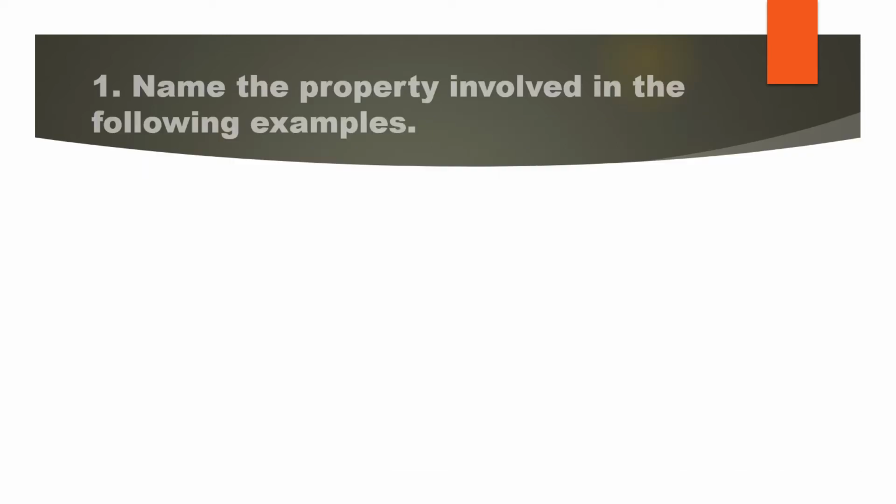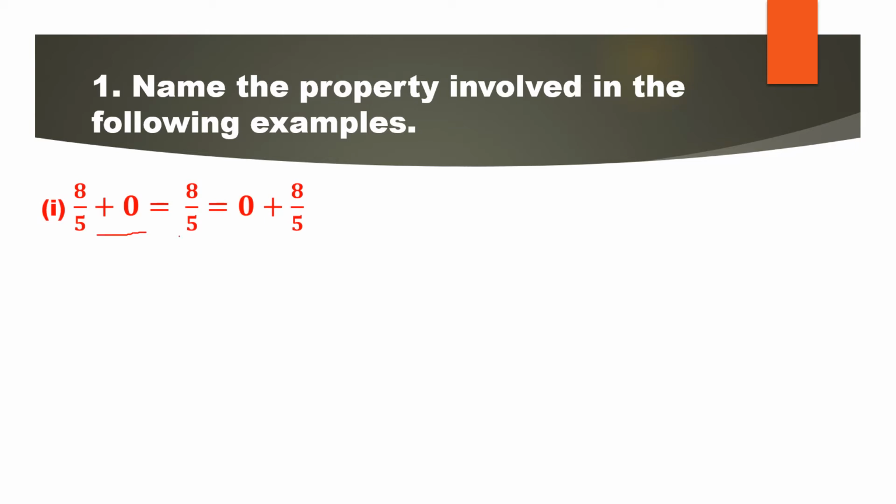So your first question is, name the property involved in the following examples. Here he gave some questions and you should name which property is used for each question. Okay, so let us go to the first question. 8 by 5 plus 0 equal to 8 by 5 equal to 0 plus 8 by 5. When you observe carefully, here we are adding 0.